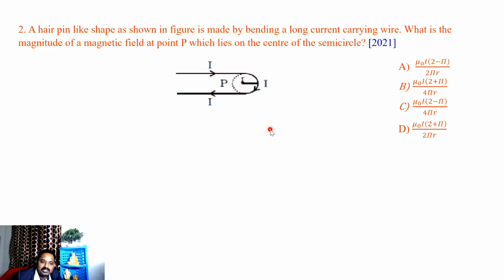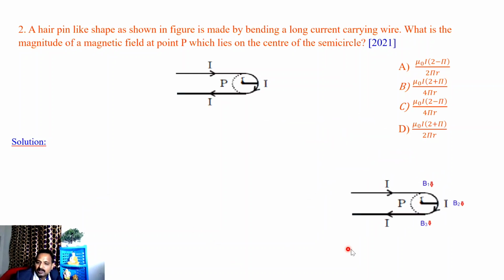Now we will do the solution, my dear student. Before doing the solution, we will check the figure once. From the figure, the upper portion has one end infinite, the other end finite. The middle portion is a semicircle, and the lower portion has one end finite, the other end infinite. So due to the upper portion, the strength of the magnetic field is B1 at point P, into the plane. If you apply the right hand thumb rule, you can get that.